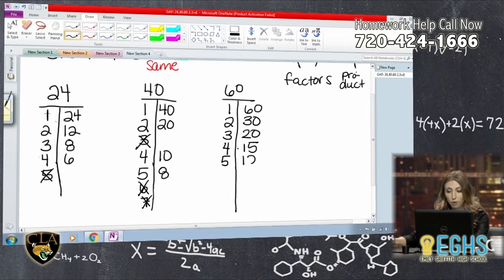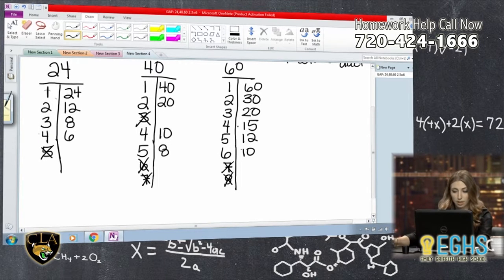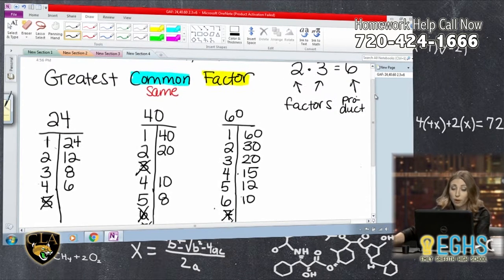5 times 12 will give me 60. 6 times 10. And then 60 is not divisible by 7. It's also not divisible by 8. And then continuing on, hang on, need more space here, not divisible by 9. And as you notice, 10 is already on our list. So now we're finished.